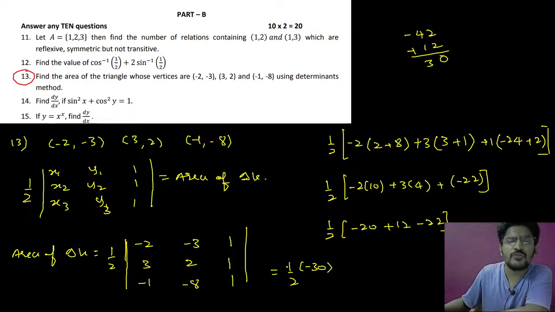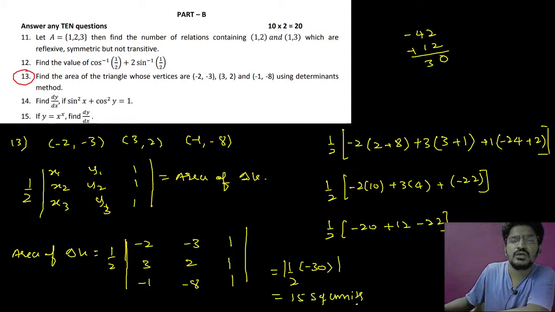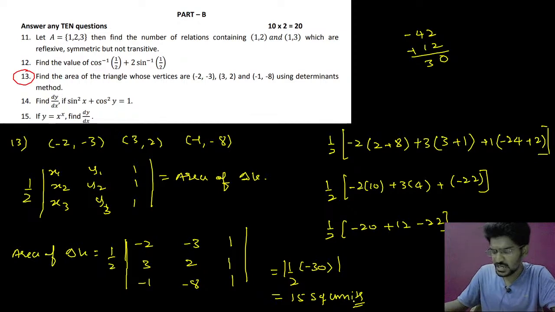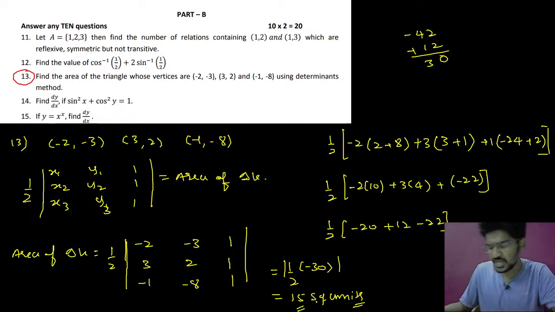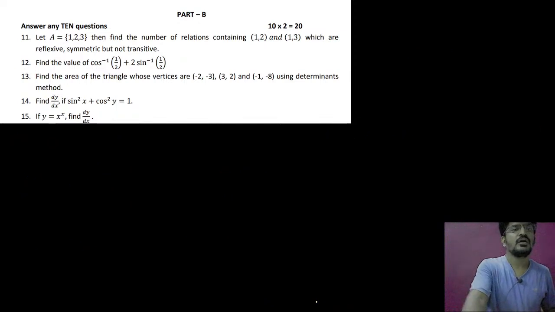So we take the modulus for this. Therefore 15 square units is our answer, because area should be written in modulus. Please remember, the area is going to be 15 square units. Don't write -15. Clear? Okay.